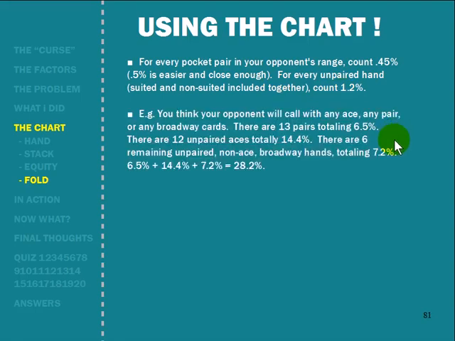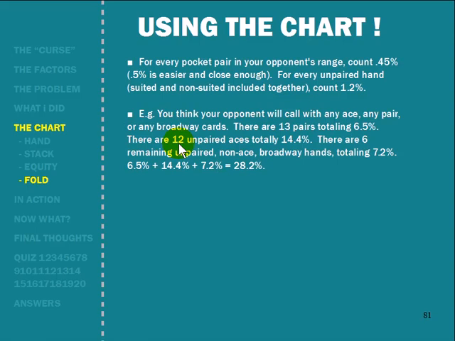count 1.2%. Right? So for example, say that you think your opponent is going to call you with any ace, any pair, or any Broadway cards, right? So you already know how many pairs there are. There are 13, right? So if you multiply 13 times half a percent, you get 6.5%. Really, that's just multiplying 13 by 5 and then moving the decimal place over, right? So you get about 6.5%. That's not exact, but it's close enough for quick estimation. And you know that there are 12 unpaired aces, right?